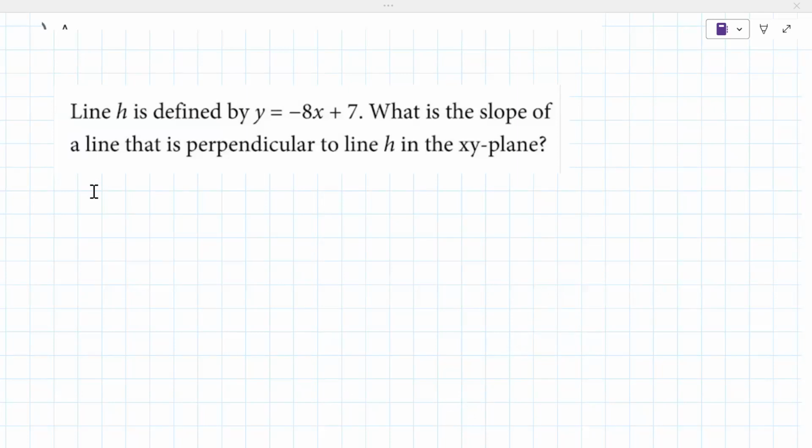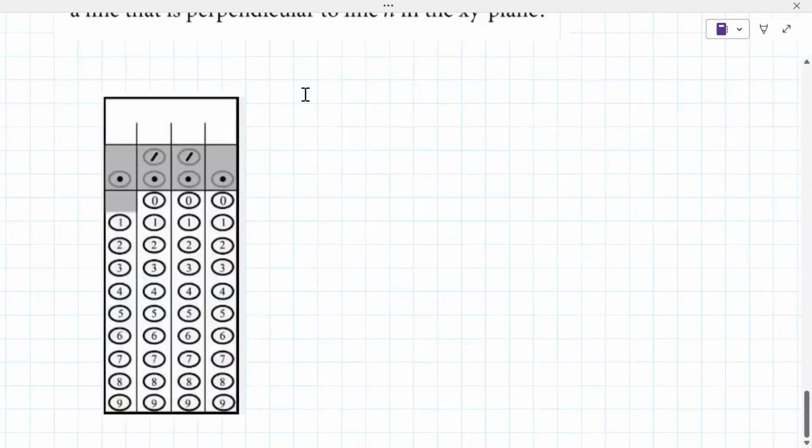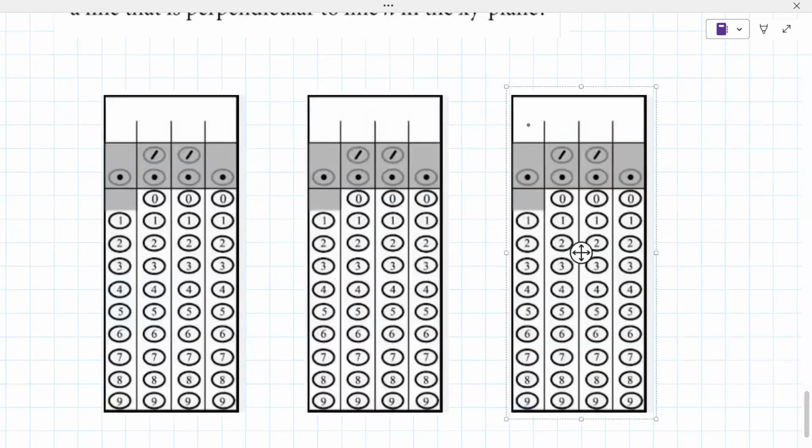One-eighth. Okay. Now, in terms of how you would enter it, just a reminder, I think we've already done this, but there's actually three ways you can enter this one. 1/8, 1/8, 0.125. Make sure you fill in the bubbles.